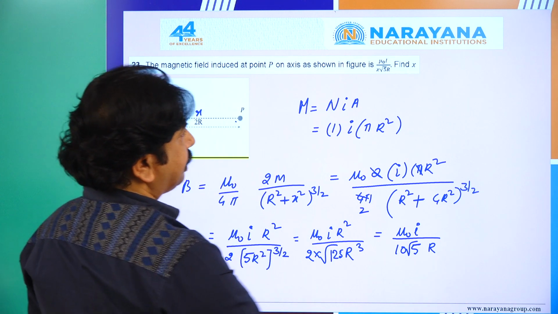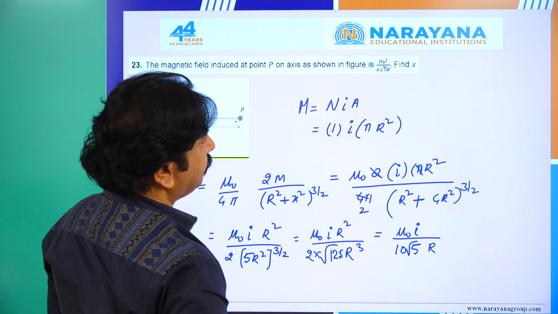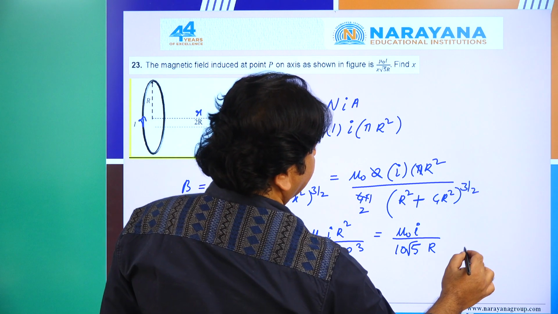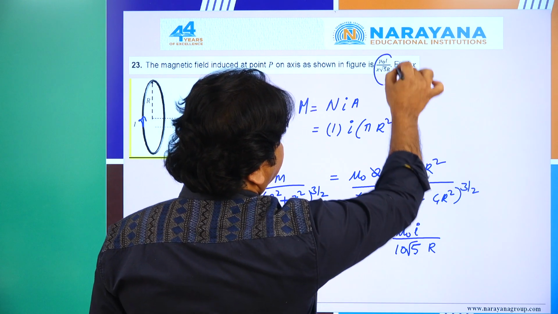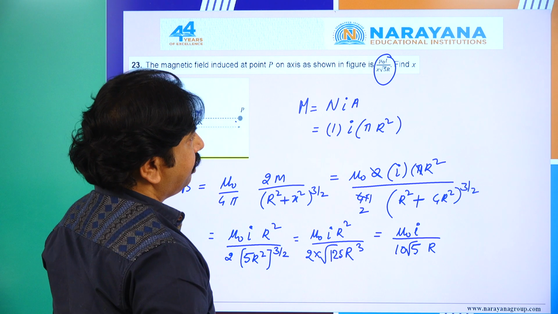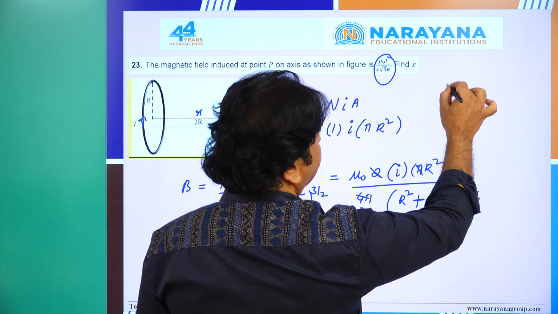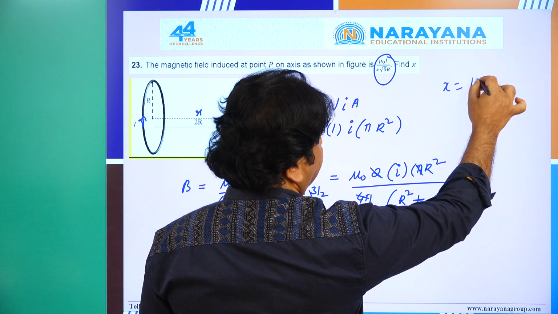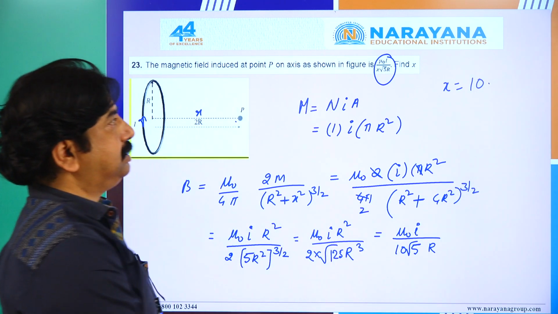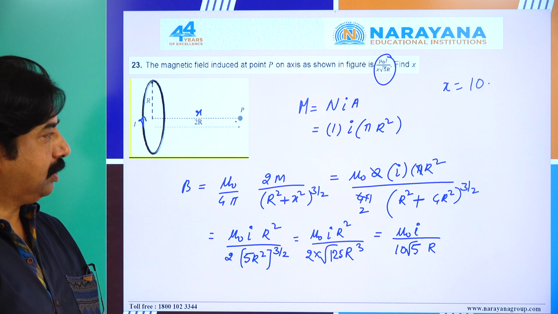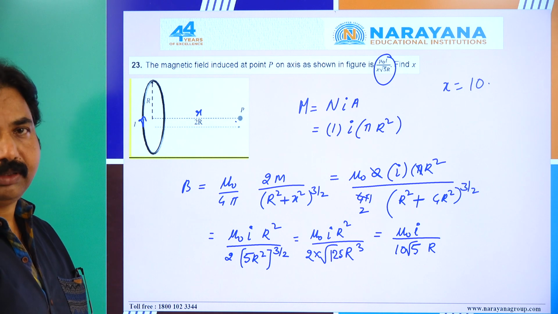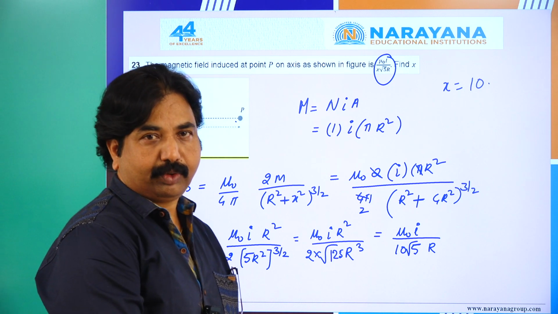When compared with the given answer, mu naught I by x root 5 into r, therefore x is equal to 10. So 10 is the answer for this question. The direct application, direct formula only. Okay, thank you.